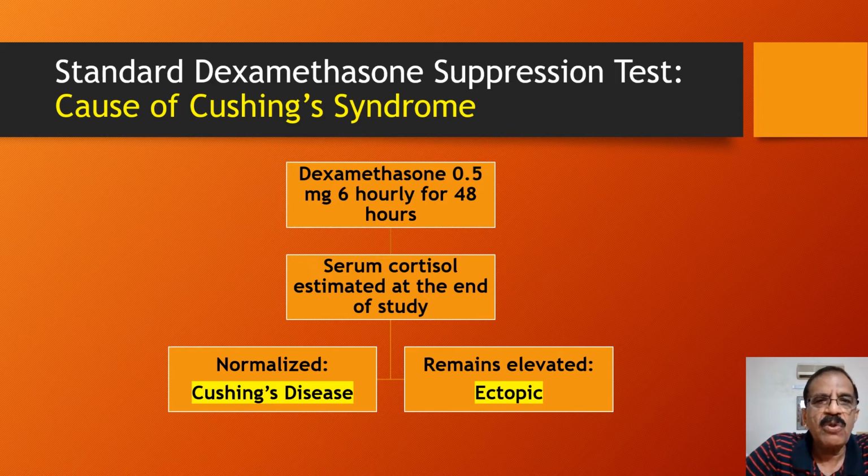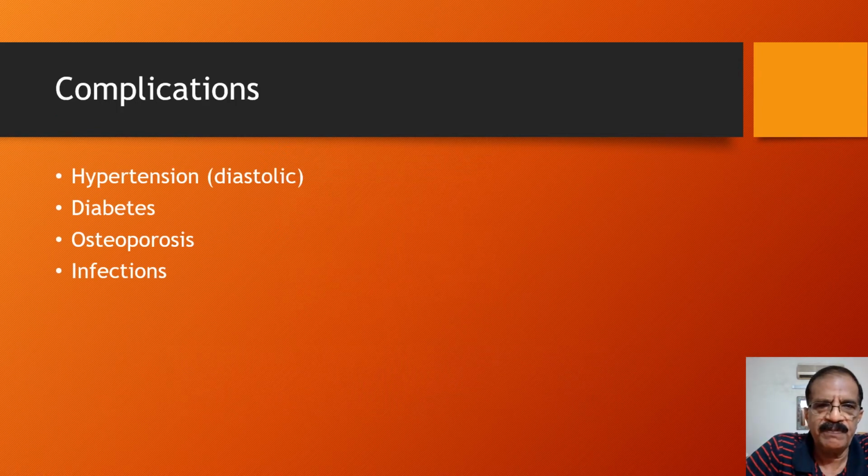If hypercortisolism is normalized, this would mean it is Cushing disease. That means the excess of ACTH was coming from the pituitary and that was causing hypercortisolism. If it was ectopic production, the ACTH is so massive that dexamethasone, although it is going to suppress endogenous pituitary ACTH, the ectopic ACTH will not be suppressed, so cortisol will remain high. That would indicate that the source of ACTH is some ectopic tissue, usually a malignant tissue.